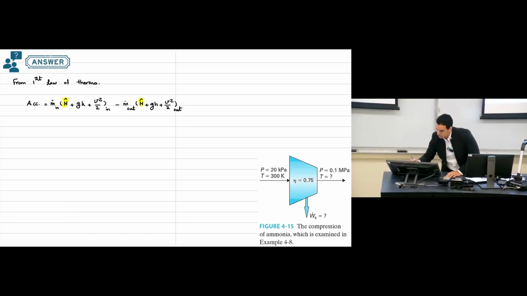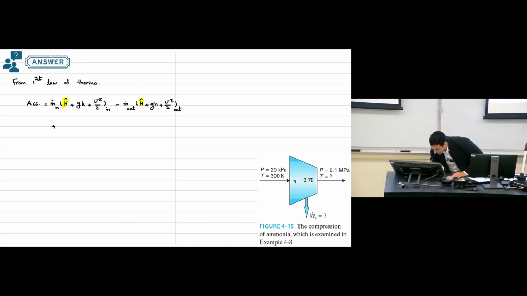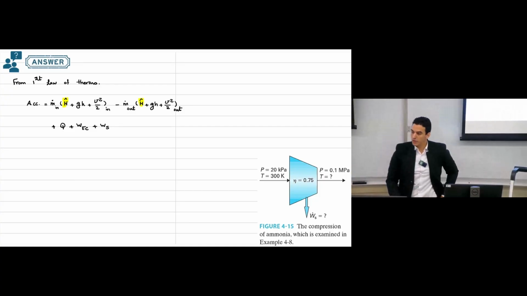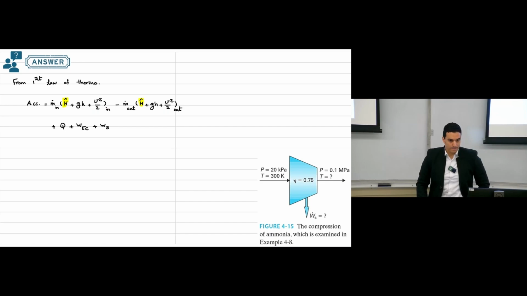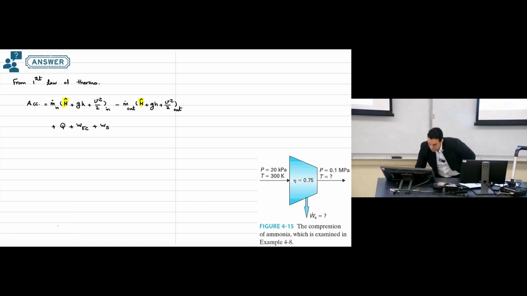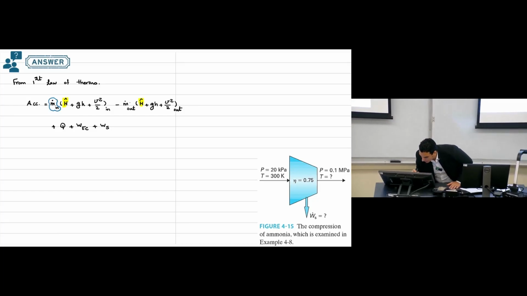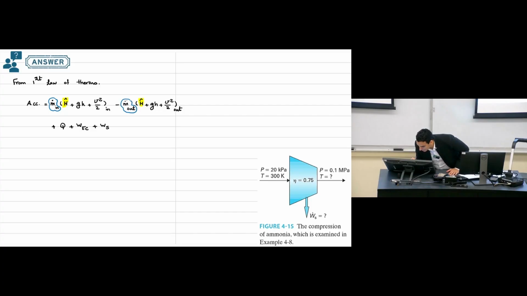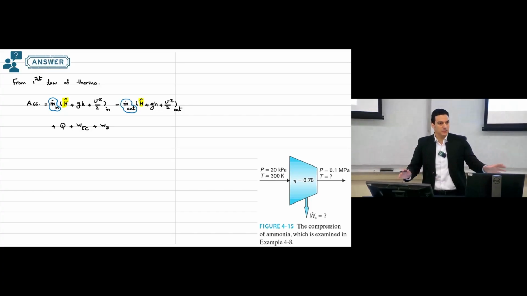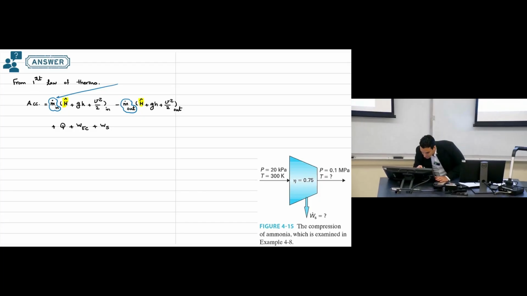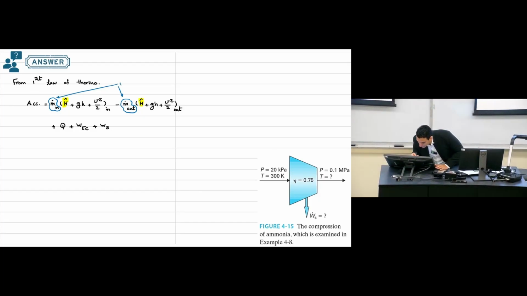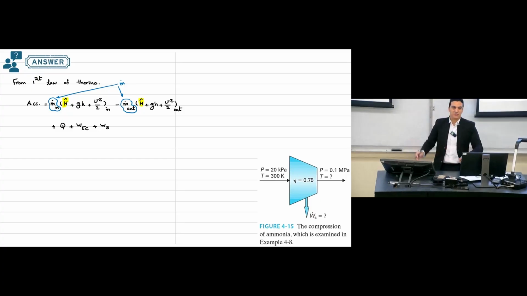So we have this term plus Q plus work of expansion contraction plus shaft work. This is the whole formula we have for the first law of thermodynamics. We remember that from the conservation of mass, the inlet mass flow rate and outlet mass flow rate will be the same. Same inlet, same outlet. So instead of saying inlet mass flow rate and outlet mass flow rate, we can just say m dot because it has the same number.